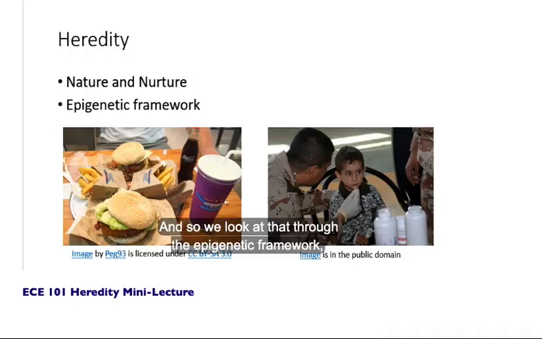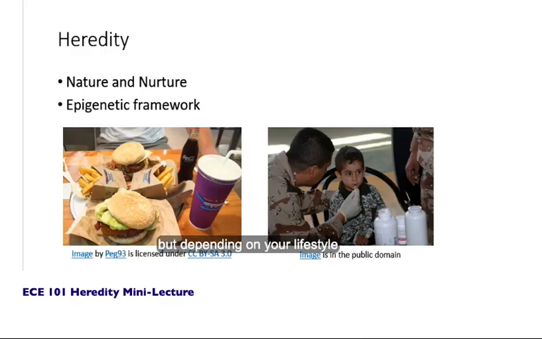And so we look at that through the epigenetic framework. And the epigenetic framework basically says that the expression of our genes can be affected by the environment, and the environment can affect the expression of our genes. So when you think of genetic predispositions, those things might not happen if they aren't influenced by the environment. So type 2 diabetes, for instance, you may be genetically predisposed to develop diabetes, but depending on your lifestyle and your food choices will determine whether or not you actually express type 2 diabetes.